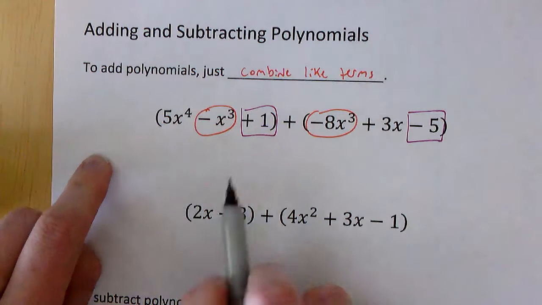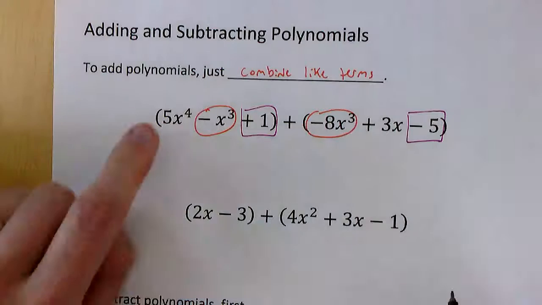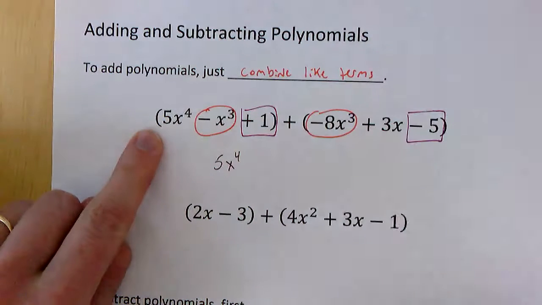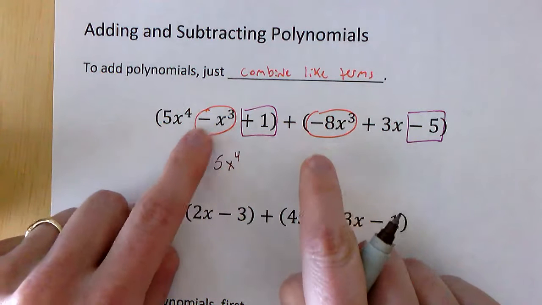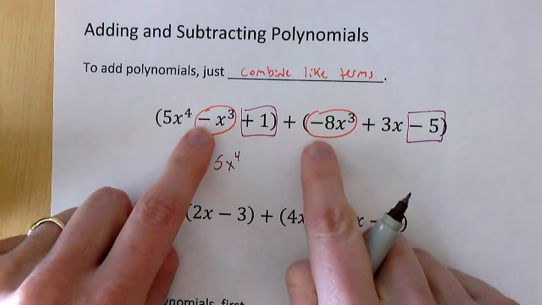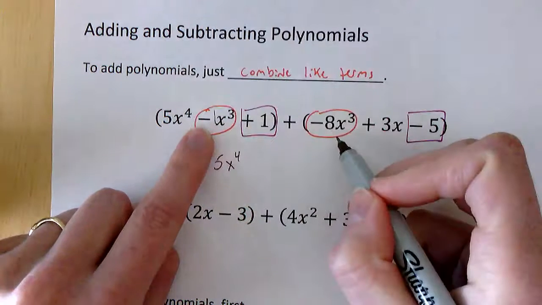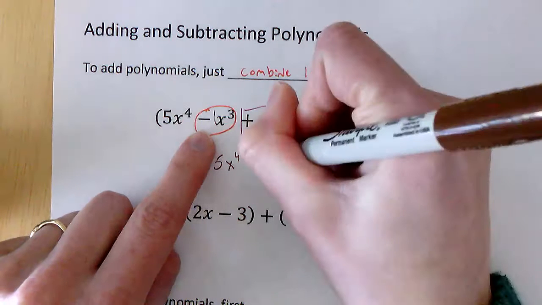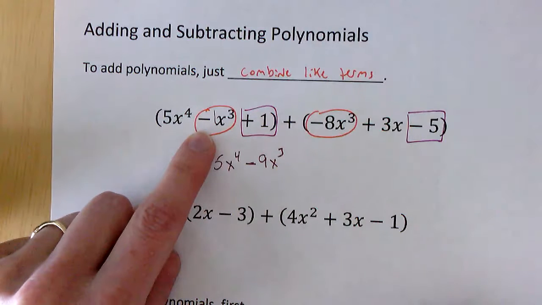All right, and then from there, I just have to write my answer. So remember, we want our answer in standard form here. So I want to go from biggest to smallest exponent. So my biggest exponent is going to be the 5x to the fourth. My next one, I'm going to use these x to the thirds. Notice that you keep the sign in front of it with the term, right? So this is like a -1x to the third and a -8. So 1 fire, 8 more fires. That's 9 fires. And they stay x to the thirds.